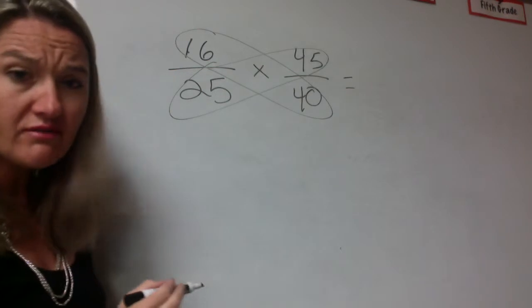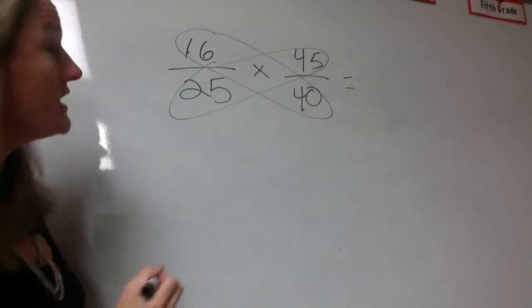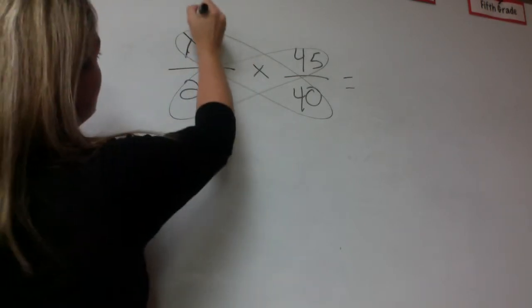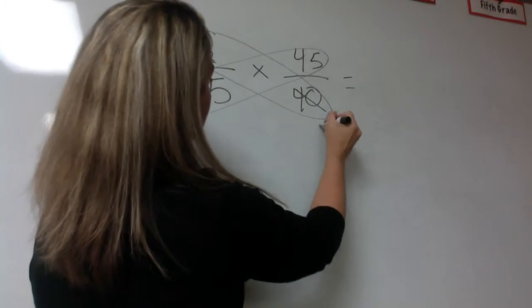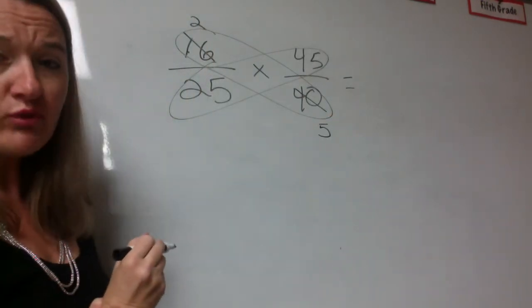16 and 40, do they have any factors in common? Yeah, they have the number 8. They both are divisible by 8. Okay, so I'm going to simplify. How many 8s go into 16? 2. How many 8s go into 40? 5. Okay, so now let's look at 25 and 45.